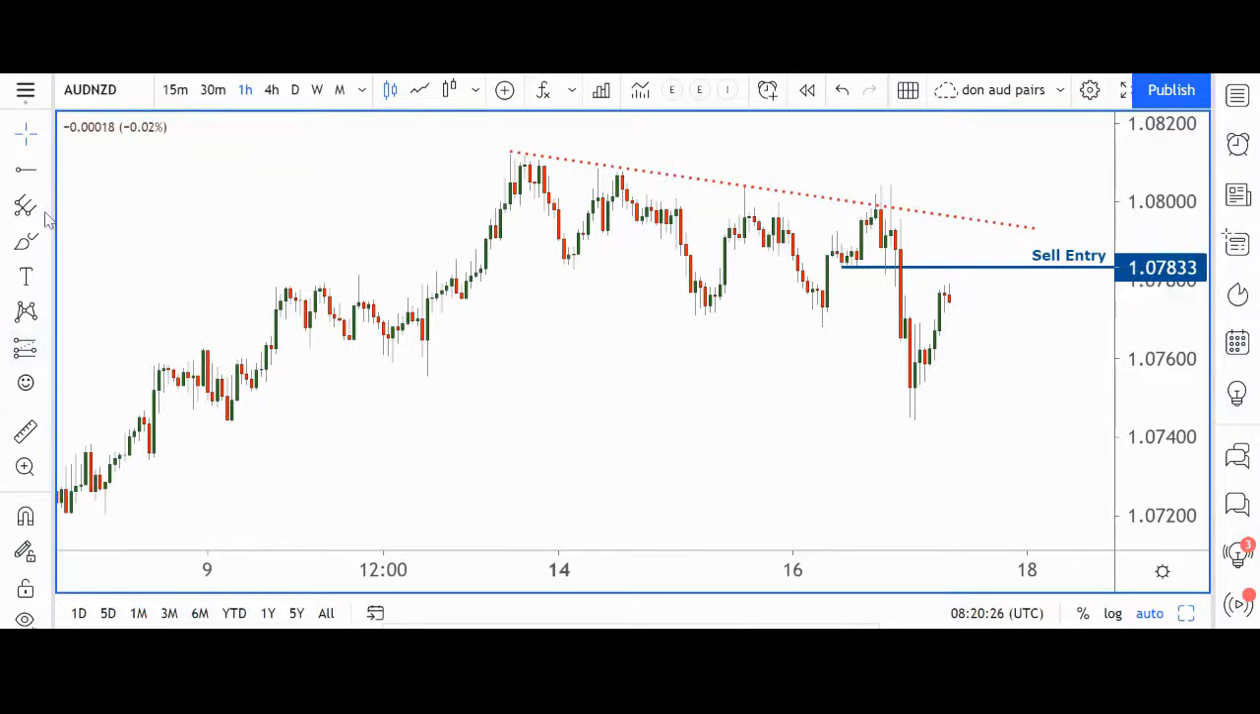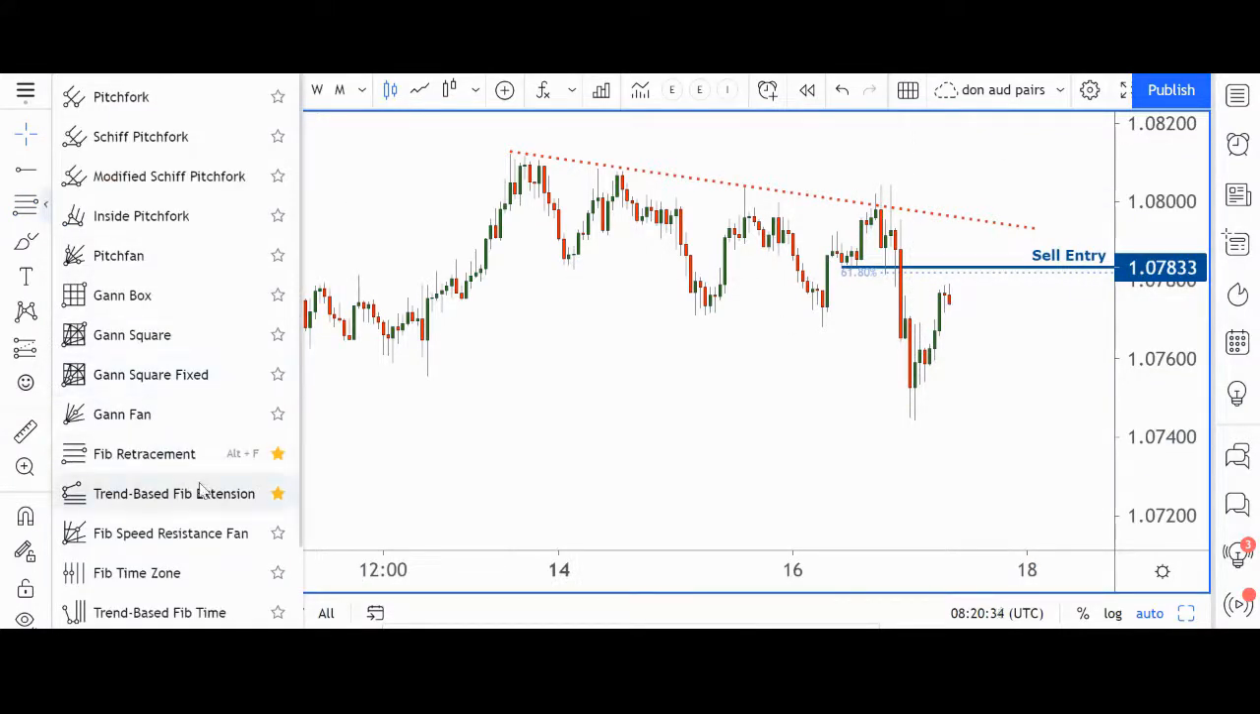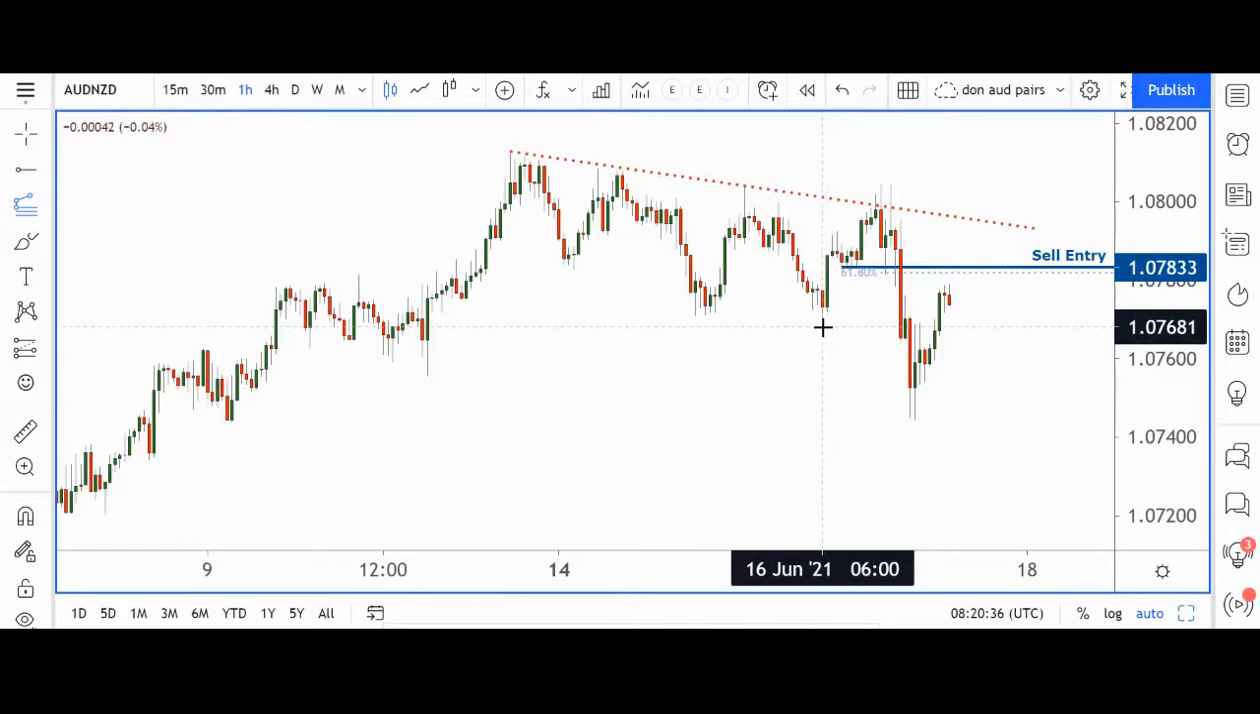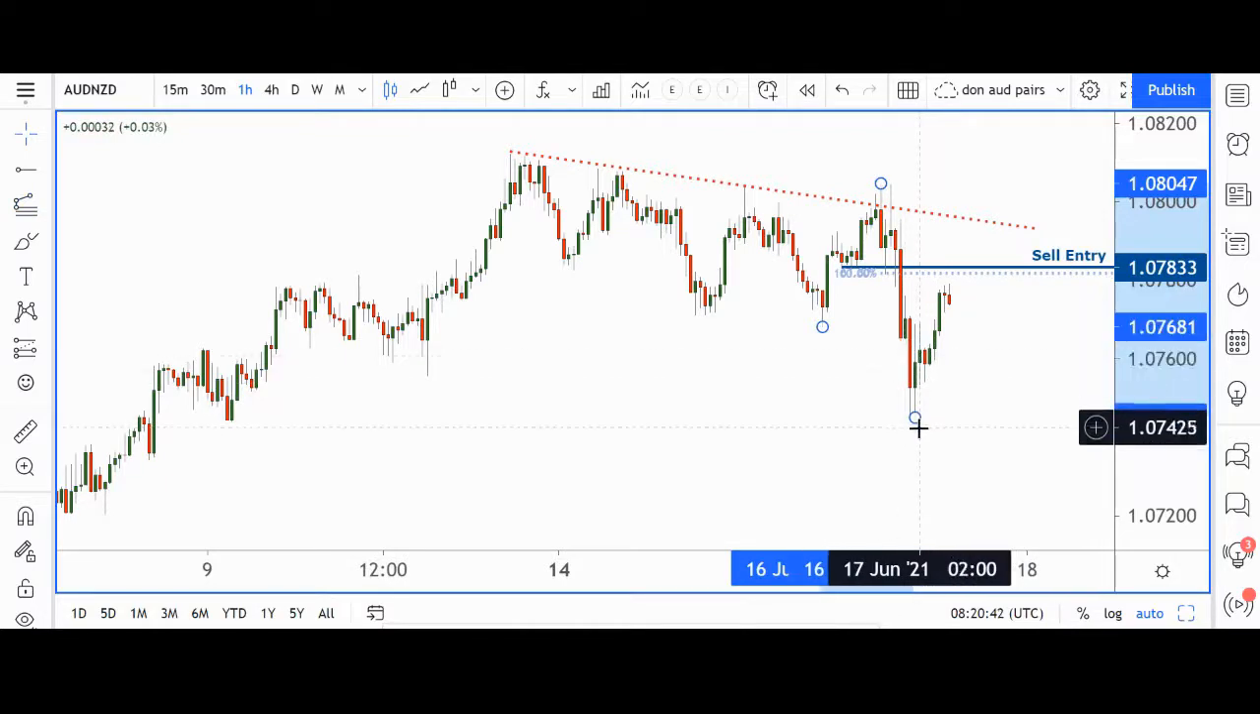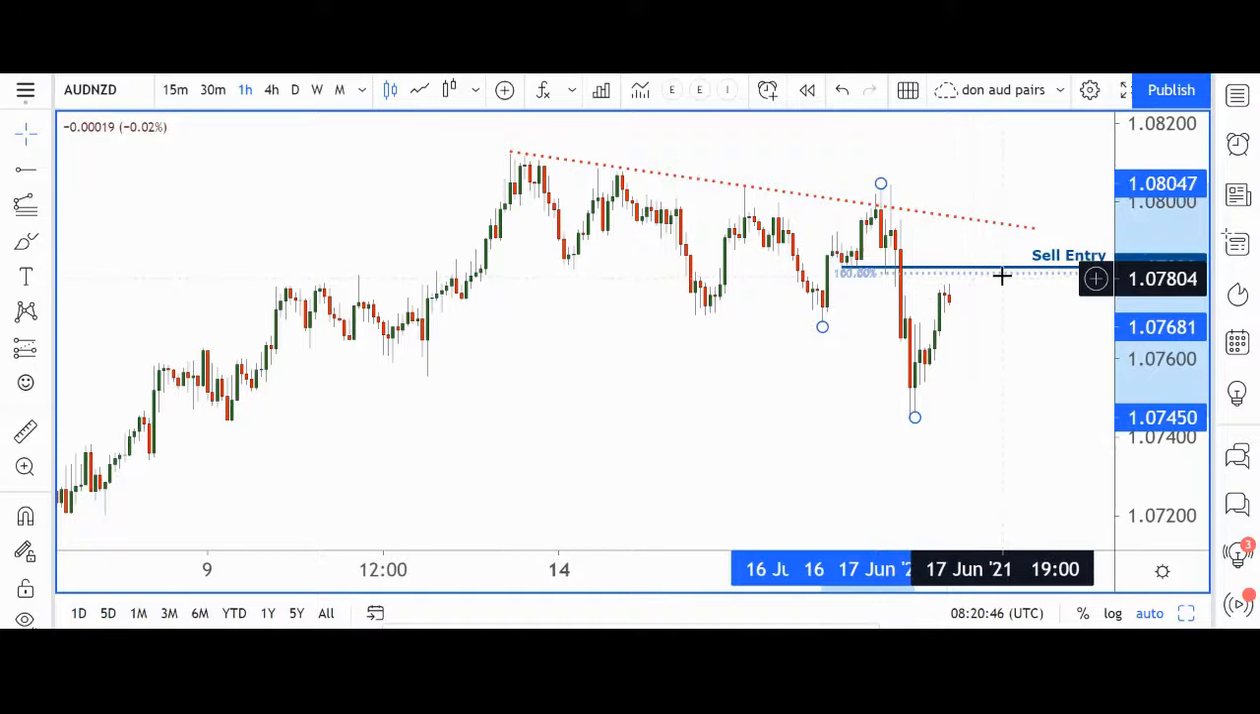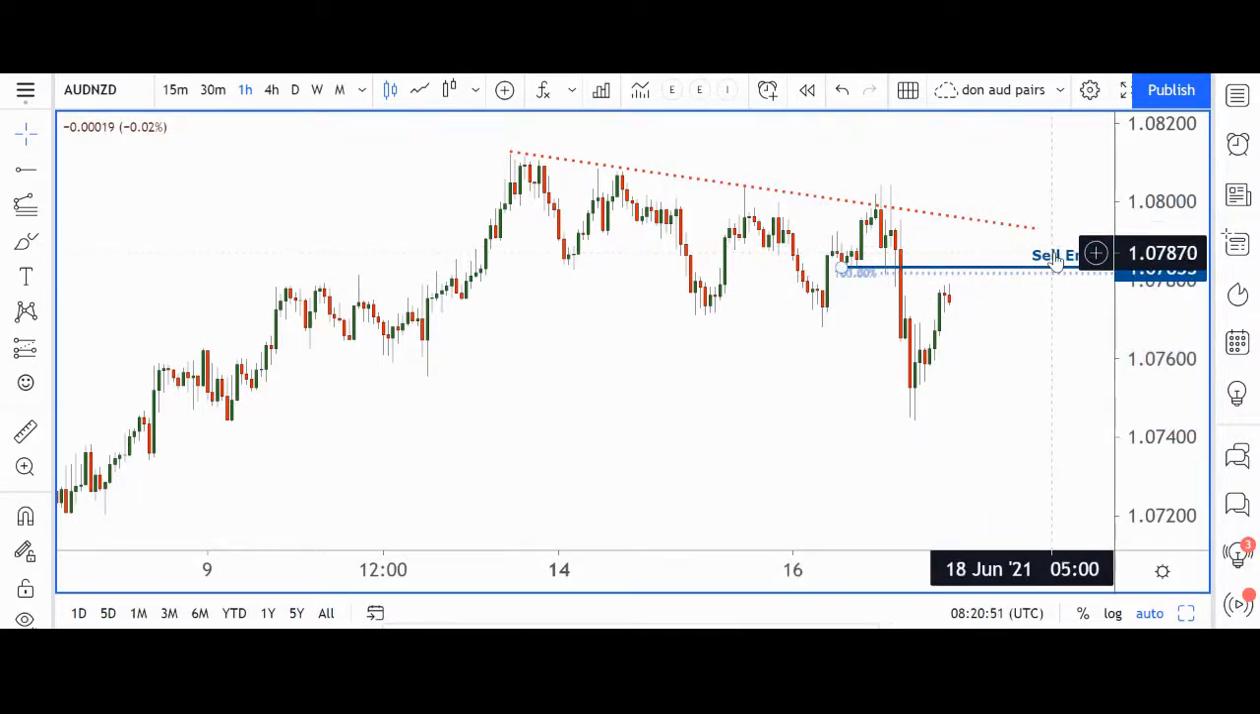If I were to take a Fibonacci retracement from this high to this low, you can see the 61.8% is quite close. If I were to take an extension, which is basically a zigzag move in the market, you can see a very clear movement from this low to this high to this low. And I'm expecting a 100% extension to this point at the sell entry before price makes a push down.